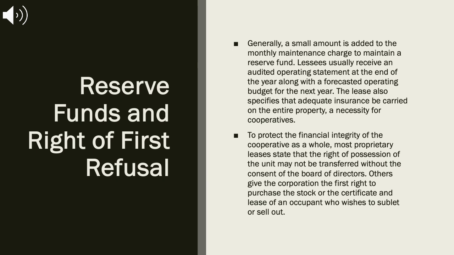To protect the financial integrity of the cooperative as a whole, most proprietary leases state that the right of possession of the unit may not be transferred without the consent of the board of directors. Others give the corporation the first right to purchase the stock or the certificate and lease of an occupant who wishes to sublet or sell out.